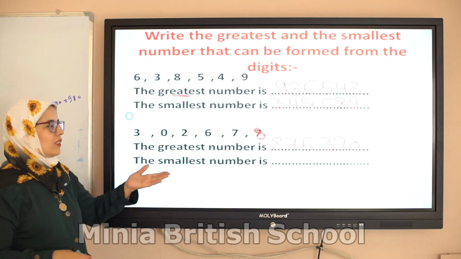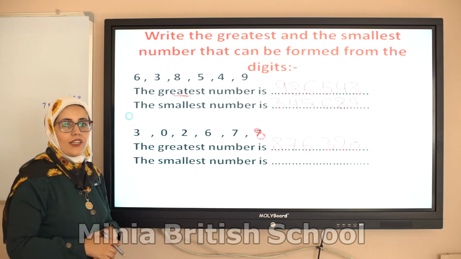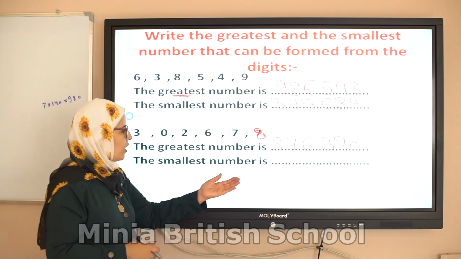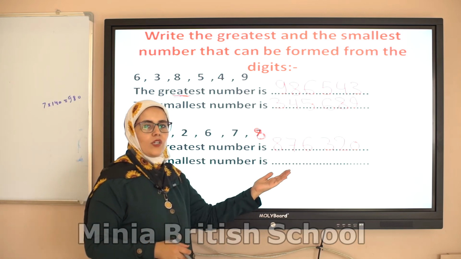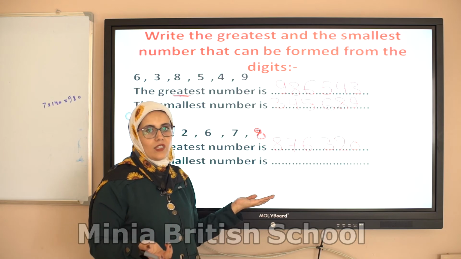What about the smallest number? We have to arrange it ascendingly from the smallest. The smallest digit here is what? It's 0. Can I start with 0? Actually, I can't start with 0. Why? Because 0 at the left is meaningless. So it will be a number consisting of 5 digits, and I need a number consisting of 6 digits.